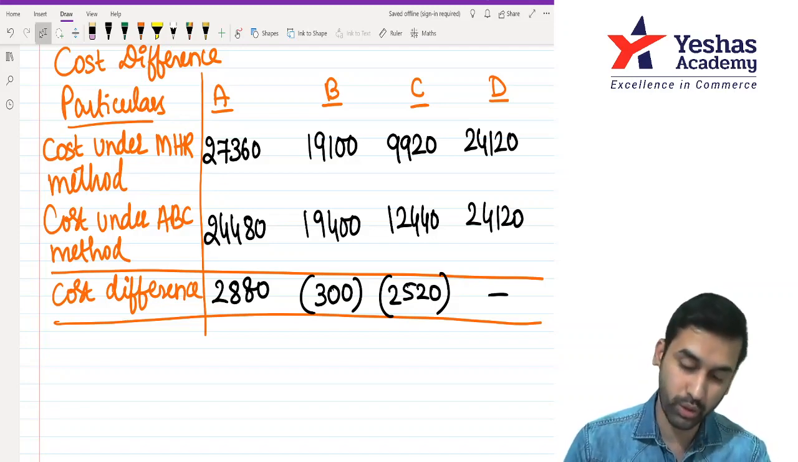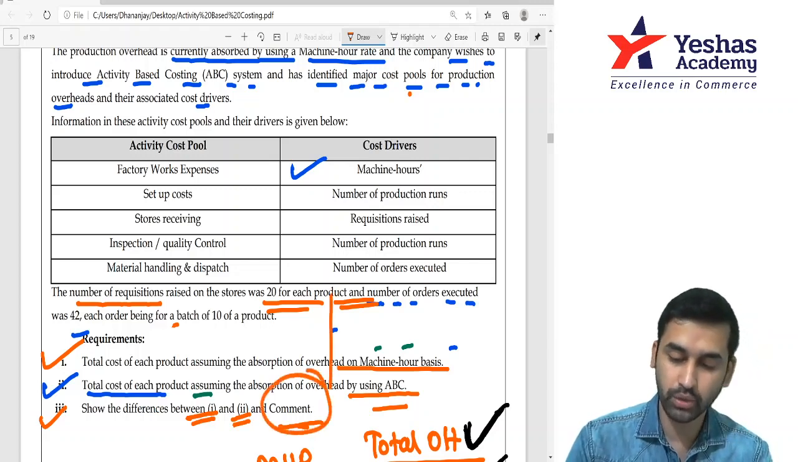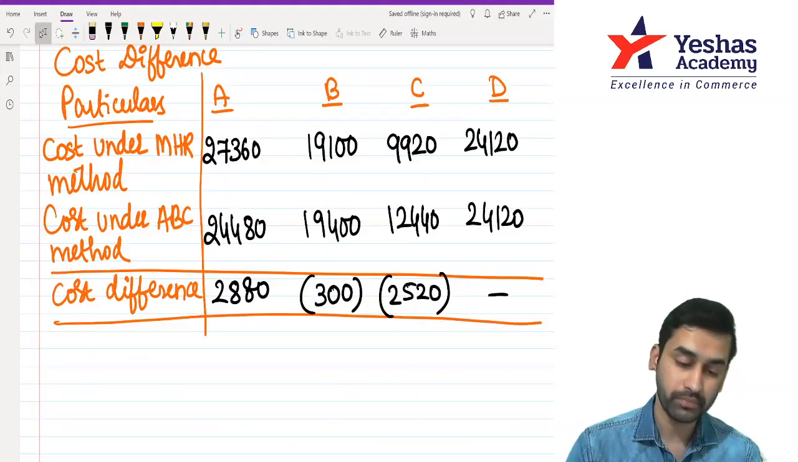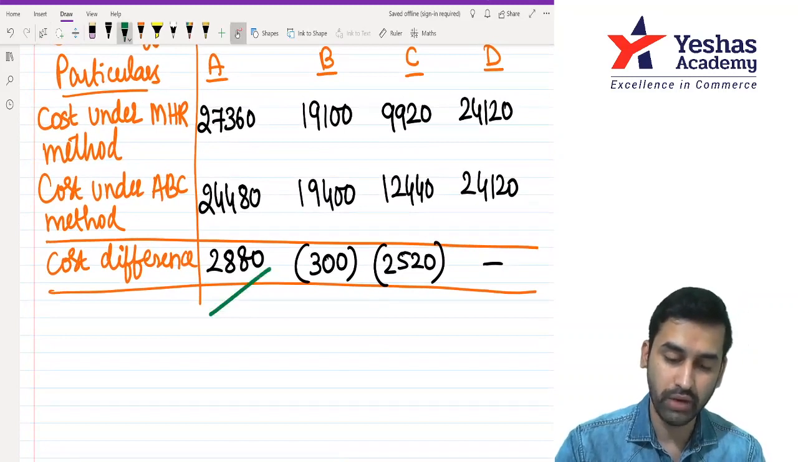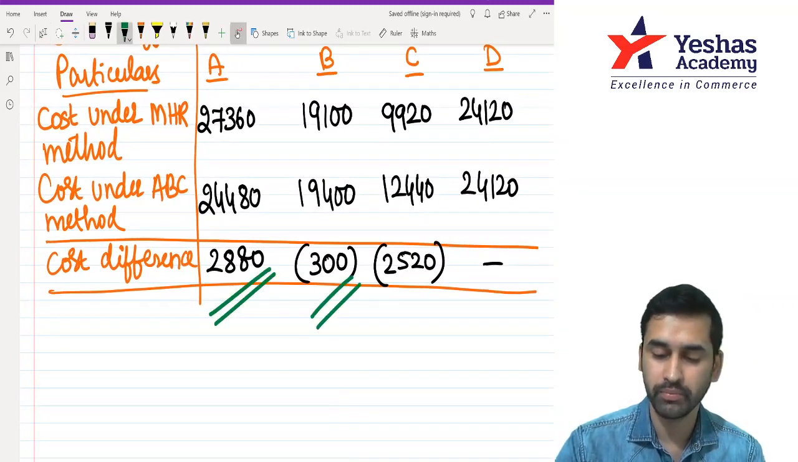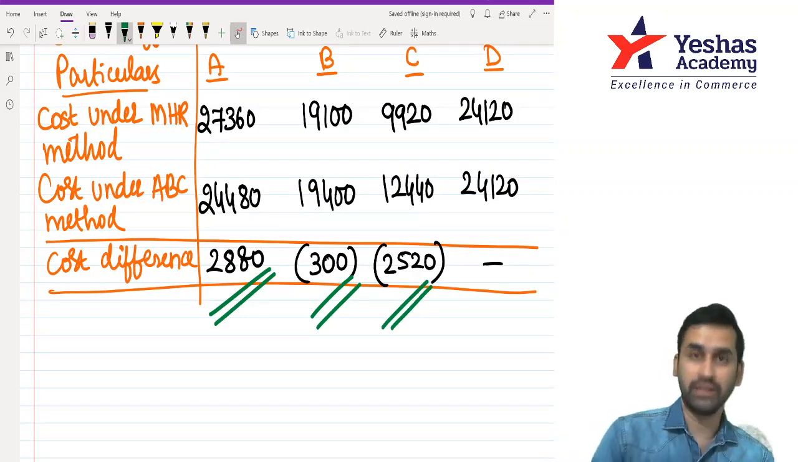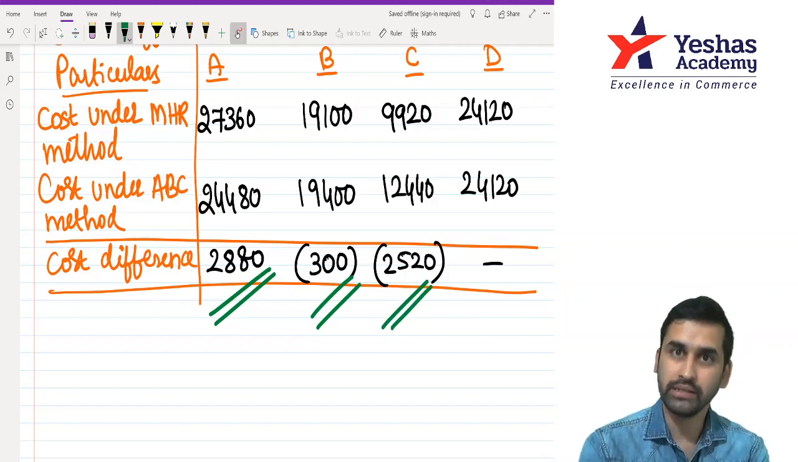They also want you to comment. You see, last part, they're asking you to even comment. Now, what to write as comment? Basically, you need to tell them why there is a difference. What is the reason for difference? Simple. Under MHR method, first listen to me, then you can copy. I will dictate, you then write, listen now.